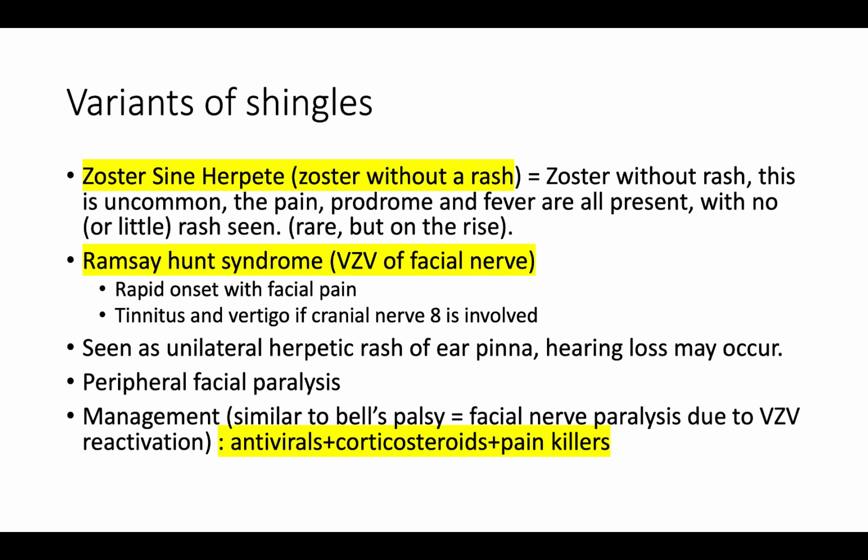Regardless, it is now on the rise. Ramsey Hunt is basically varicella zoster of the facial nerve. So what is going to happen here? Of the facial nerve. So what do you see here?